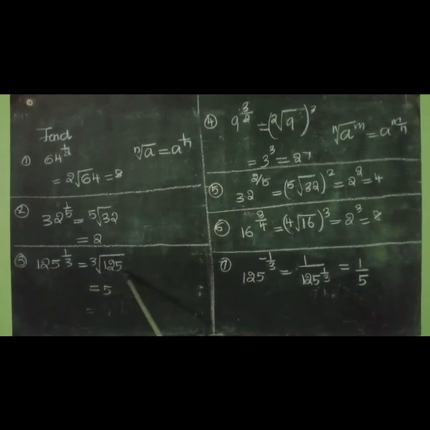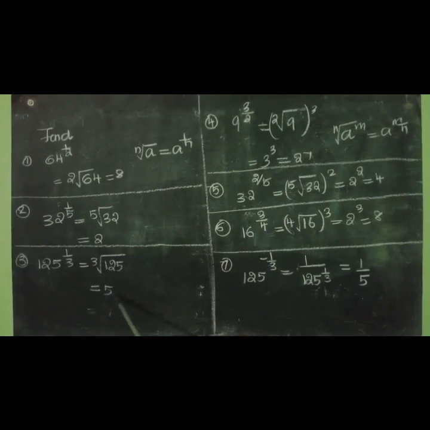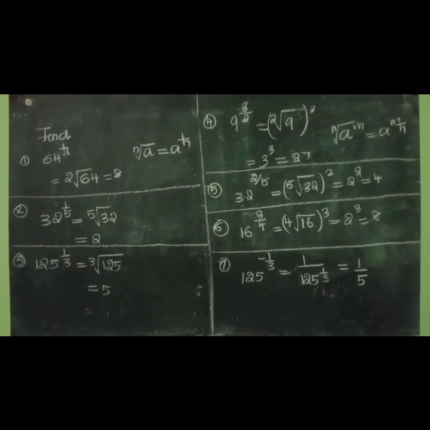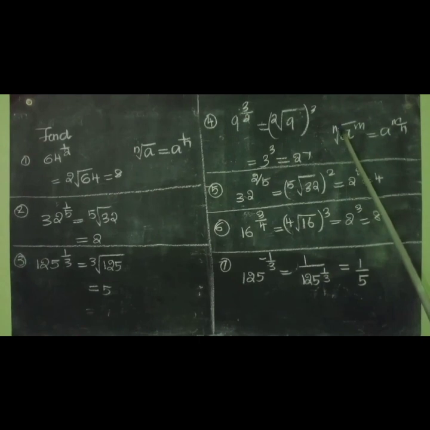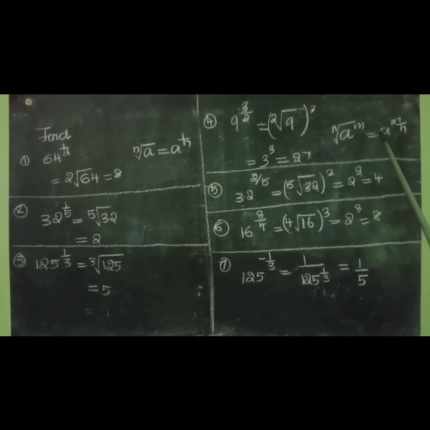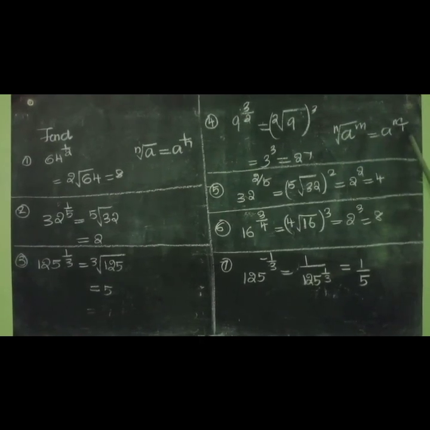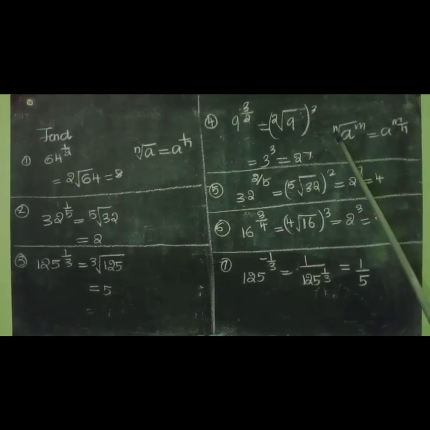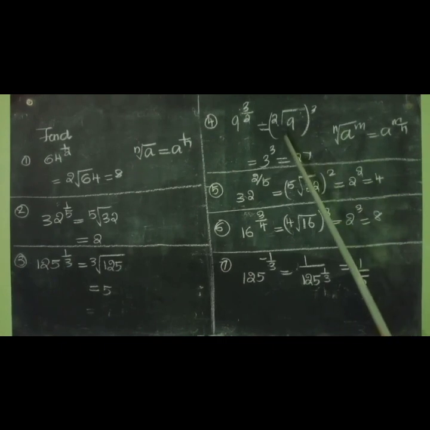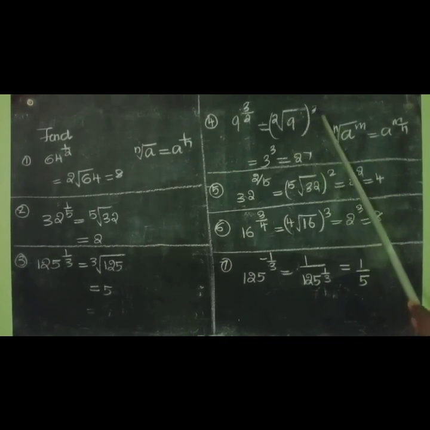What is cube root of 125? It is 5 because 5 is multiplying 3 times to get 125. Next question is 9 raised to 3 by 2. The law is nth root of a raised to m equal to a raised to m by n. So if m by n here, then it is nth root of a raised to m. So we can write this as square root of 9 whole raised to 3.